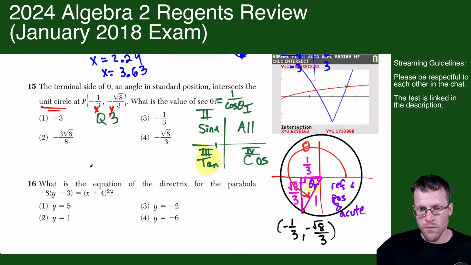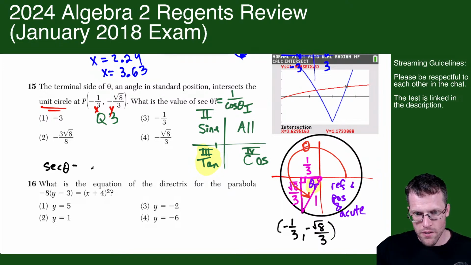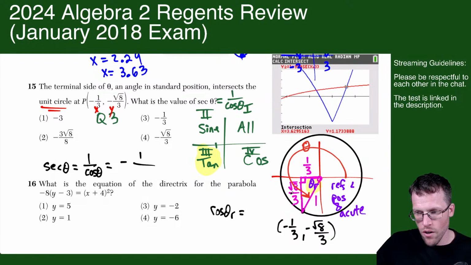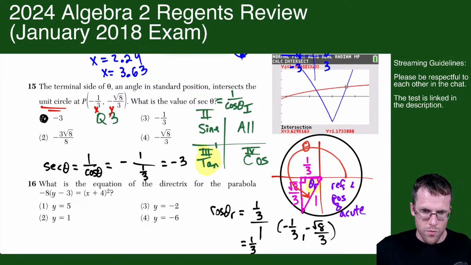Well, if I want to find what secant theta is, secant theta is the same thing as 1 over cosine theta. Okay, but what I could do here is I say, oh, I'm in quadrant 3, cosine is negative there. So I could go negative 1 over cosine of the reference angle. And cosine of the reference angle over here, if I just treat this as a normal triangle, is adjacent over hypotenuse, and the hypotenuse is 1. Okay, so just remember SOHCAHTOA back from geometry. So cosine of the reference angle is 1/3. So I have negative 1 over 1/3, and this simplifies to negative 3. Okay, so 15 is choice 1.